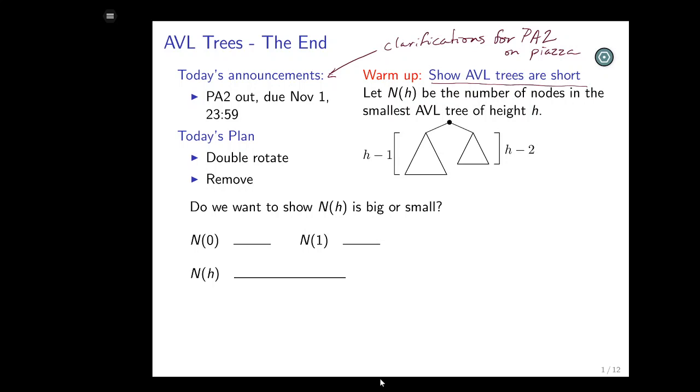And so we start off here by saying there's this function n. We're kind of starting off backwards. We're interested in showing that AVL trees are short, which means we want to show that their height is small, right? But what we're going to first look at is how many nodes we can cram into an AVL tree. How many nodes are in the smallest AVL tree that has a particular height. So n of h is the fewest number of nodes you can put into an AVL tree and have it be of height h.